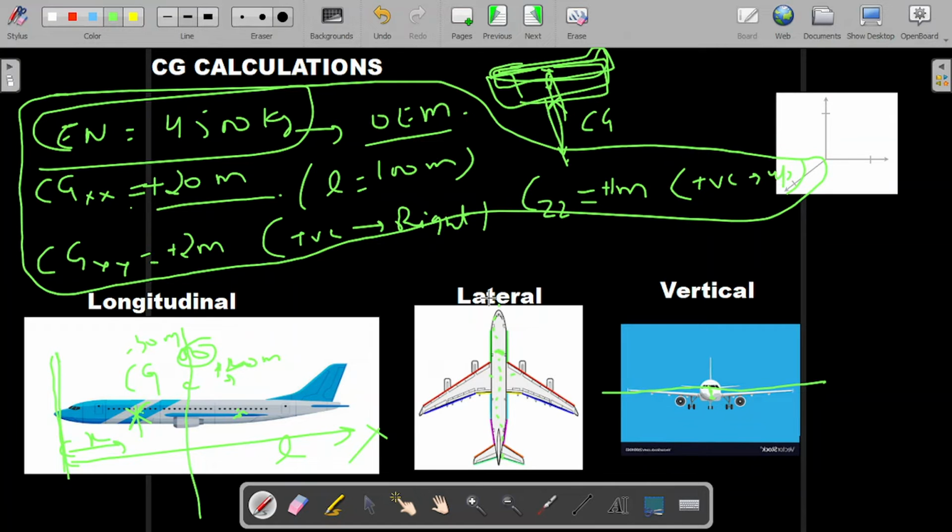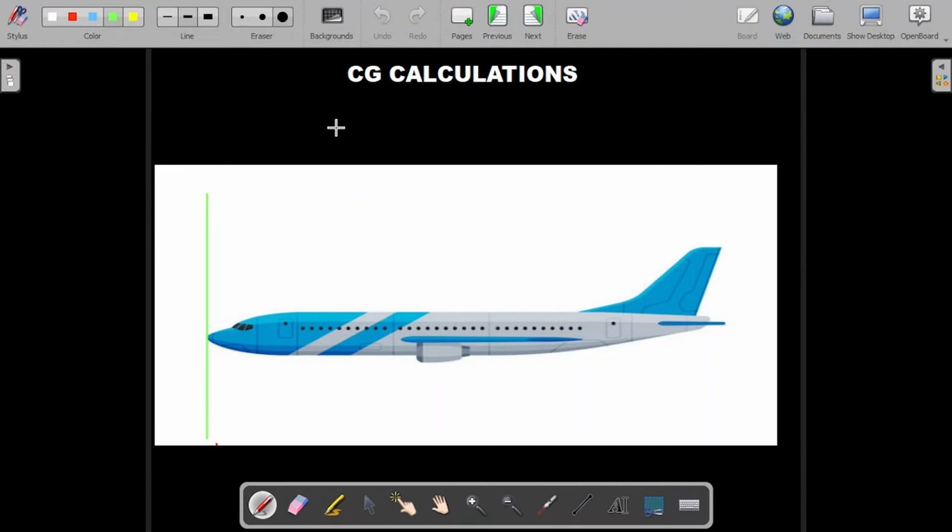So this is an example, not real, not to scale, nothing. This is just a rough example to give an idea of how the body is being balanced in all three planes, that is longitudinal, lateral and vertical. So I have taken this CG calculation, and I'll give an example for that. Now, how is the CG calculation done when we calculate the all-up weight of an aircraft?